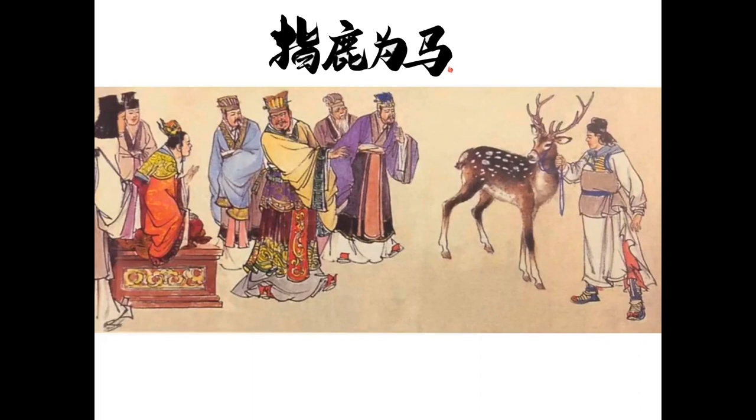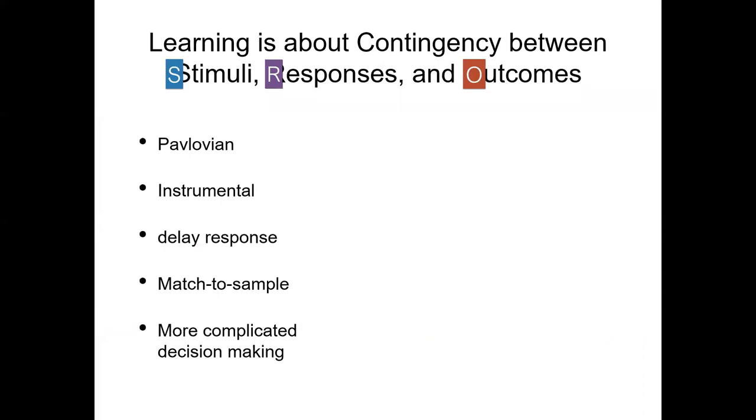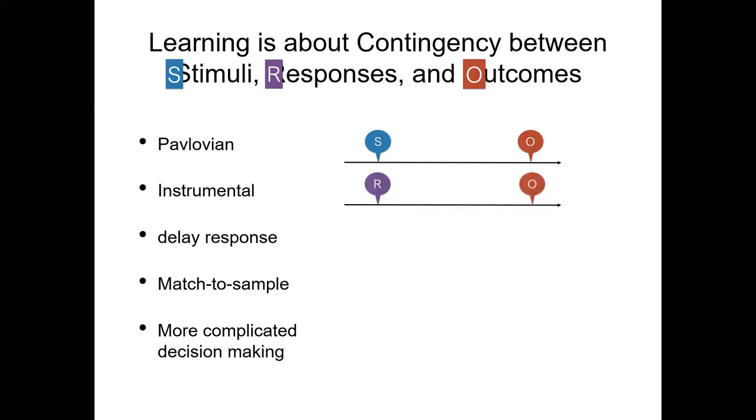This is the model I want to introduce. When we are making decisions, it's always about learning the contingency between stimulus, response, and outcome, right? If you receive some stimulus, you want to know what kind of response will lead to what kind of outcome. Then you can make your decisions accordingly. In a task as simple as a Pavlovian task, all you need to know is the contingency between a stimulus and outcome. If it's an instrumental task, you need to figure out the contingency between a response and outcome.